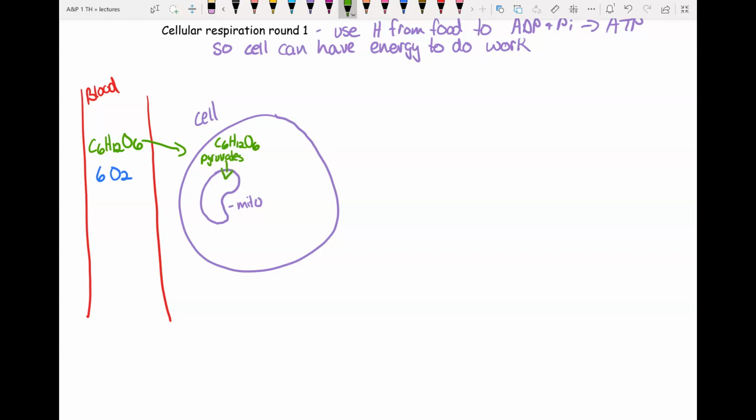You're going to keep breaking it down. You're trying to get at the hydrogen. So you're going to break it all the way down so that you end up with just 6 carbons, 6 oxygens, and your 12 hydrogens. It's all broken up. Then you can use the hydrogens to make ATP.